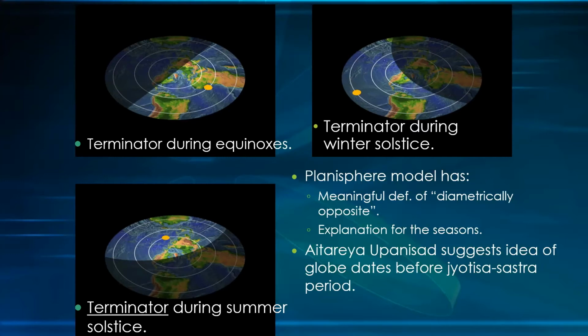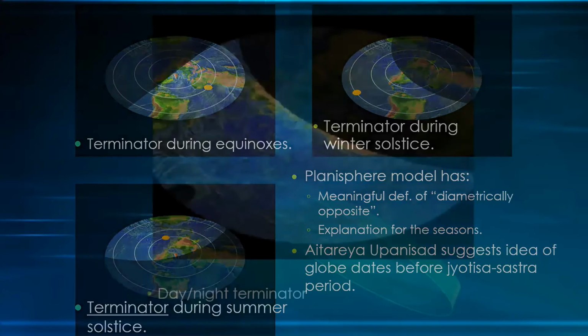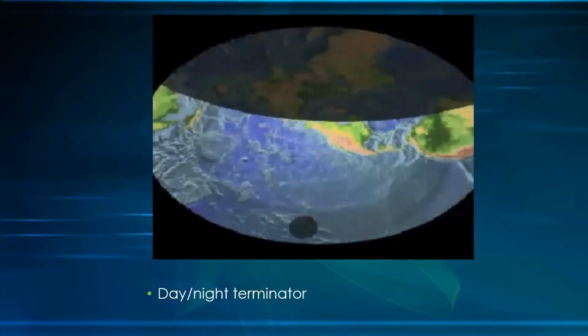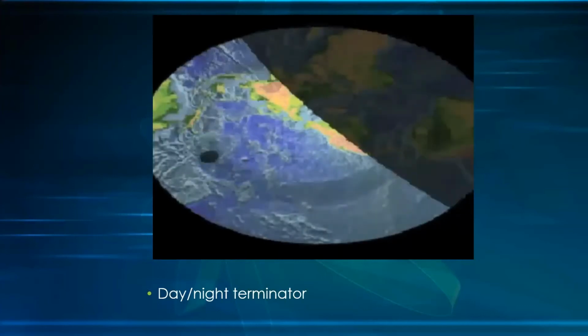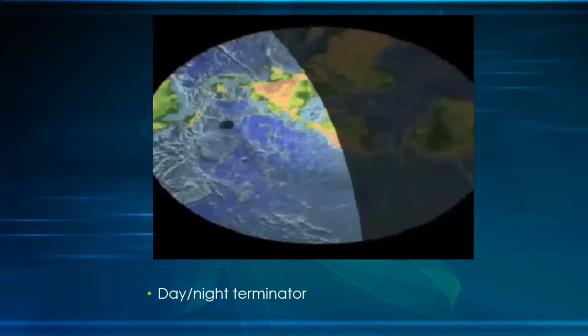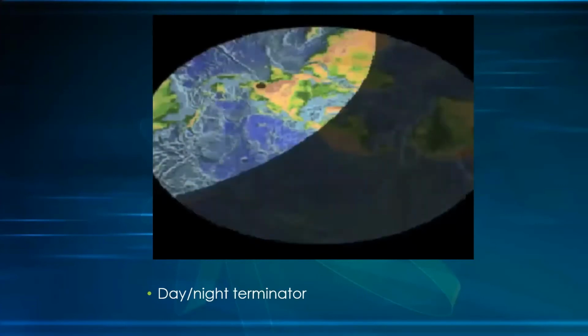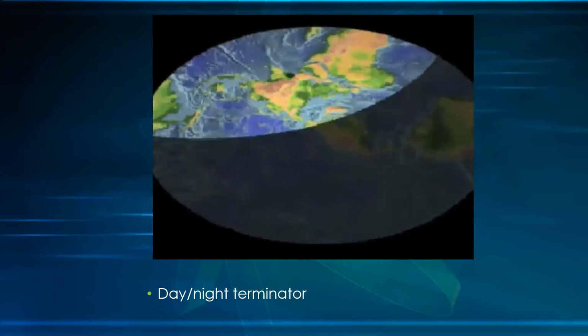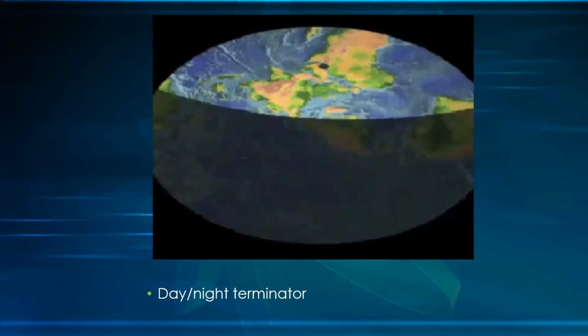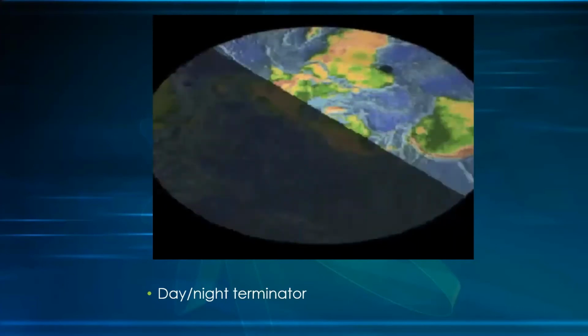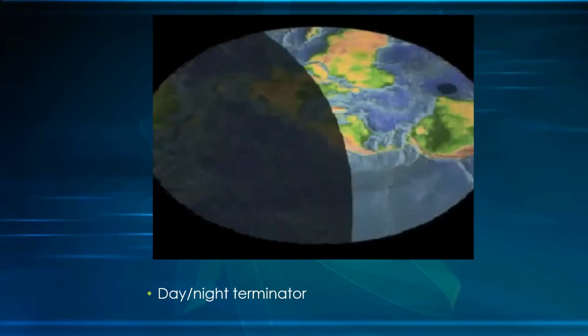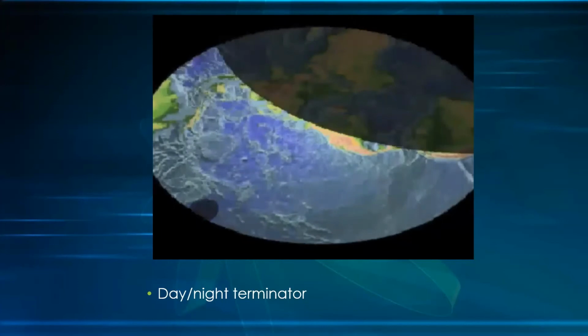The Aitareya Upanishad, besides that, suggests that the idea of a globe dates back to the Jyotish Shastra period. Here's a little video of how it looks like. As you see here, the sun is going towards the north, and now it's going back towards the equinox. Now we're at the equinox, and now it's the winter solstice. That is how the sun moves, and along with the terminator.